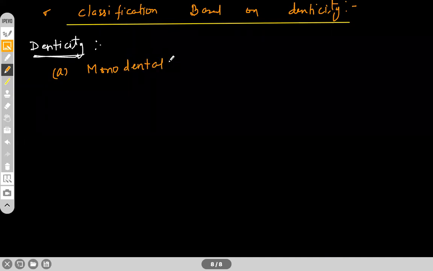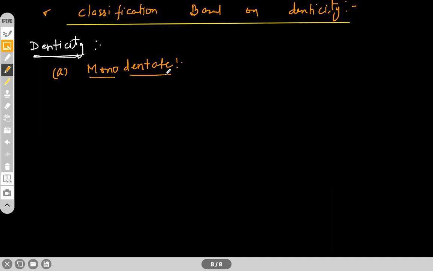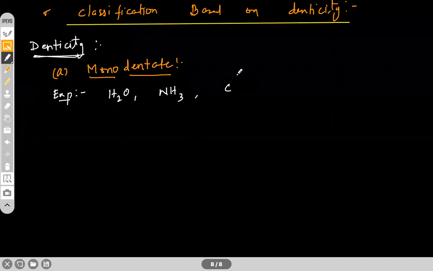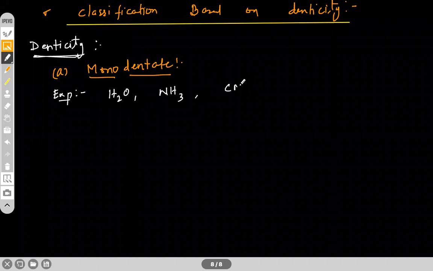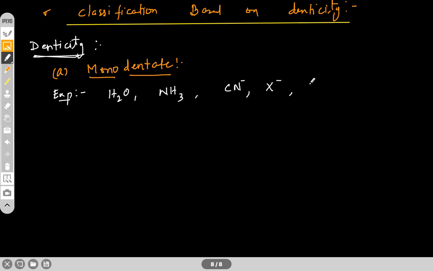Monodentate ligands are those ligands whose denticity is 1, right? Denticity is 1. Just write down denticity 1 and then write down examples. We have H2O, oxygen is the donor atom, NH3, nitrogen is the donor atom, CN minus, monodentate ligand. Then we have X minus, monodentate ligand, CO, NO2 minus, OH minus, and NO.